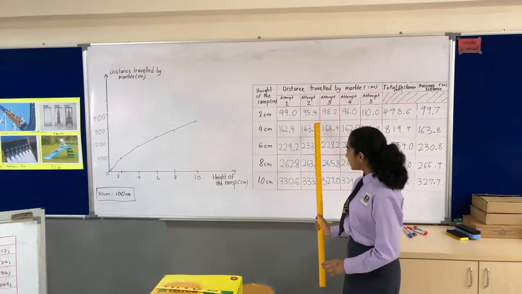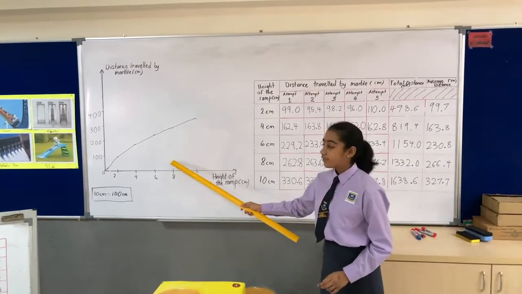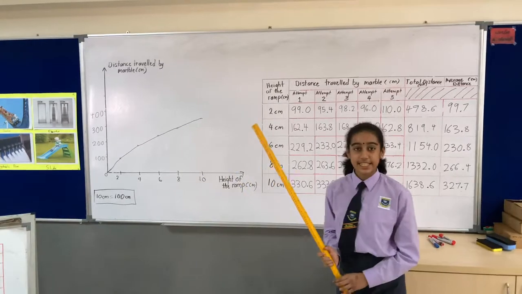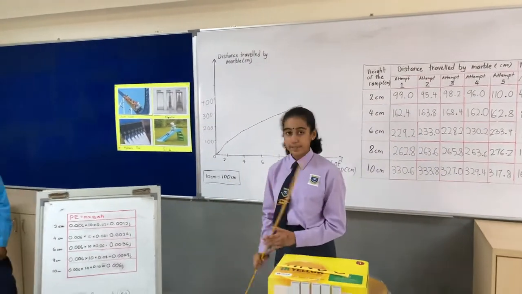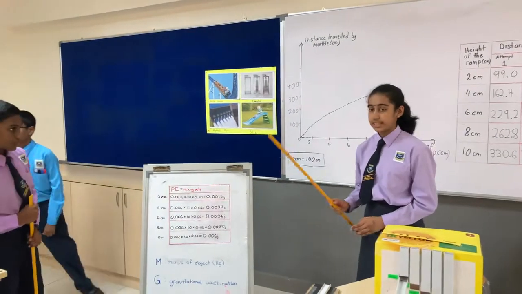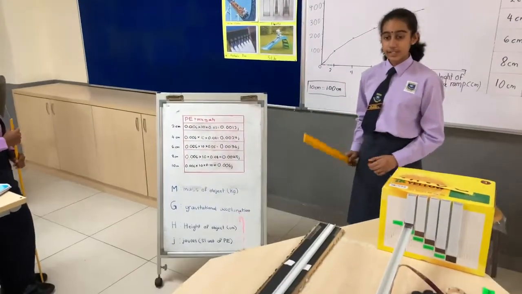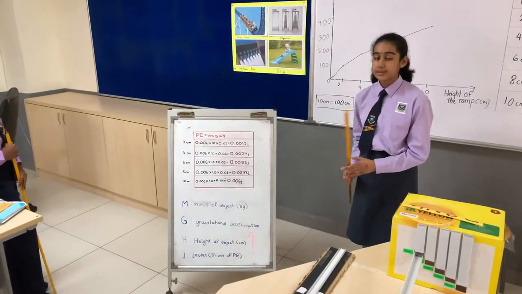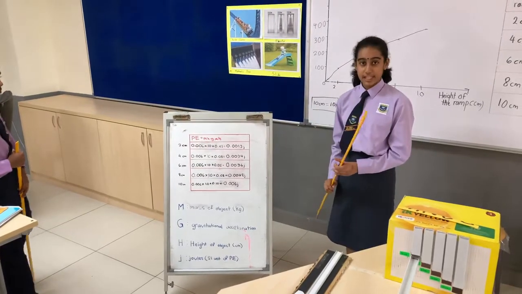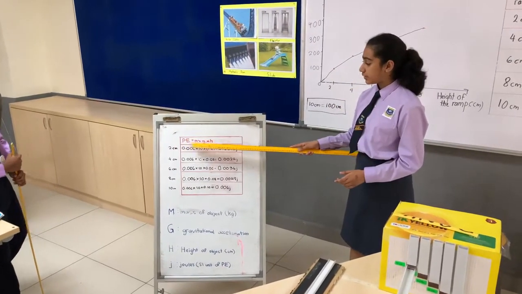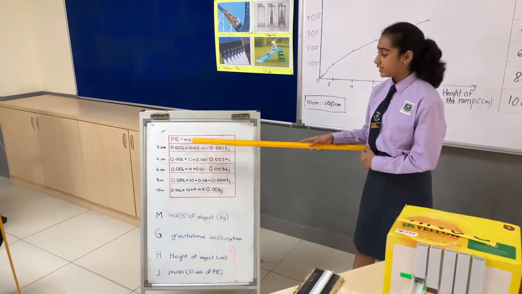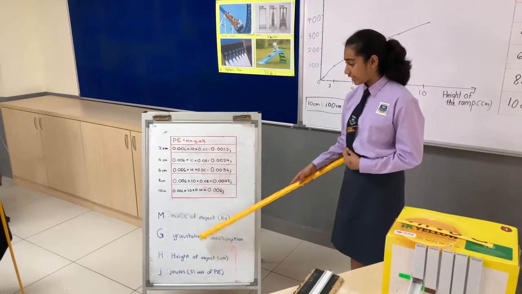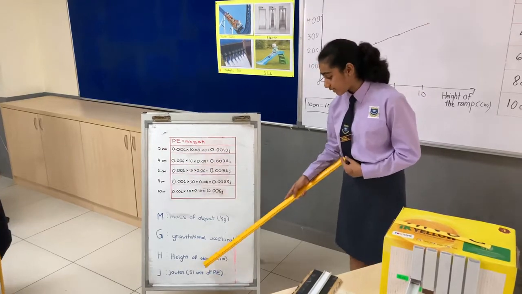We have converted the data from the table to a graph. We can see the increase in distance clearly in the graph. We can also see the increase in potential energy using the potential energy calculation. The SI unit for potential energy is joules. The formula of potential energy is PE equals M times G times H. M represents the mass of the marble, G represents gravitational acceleration, and H represents the height of the object.